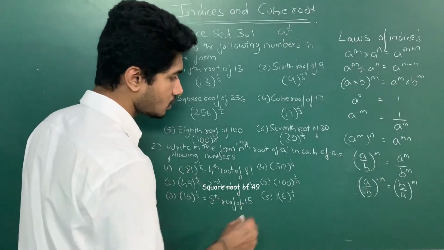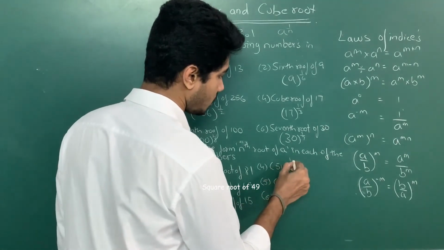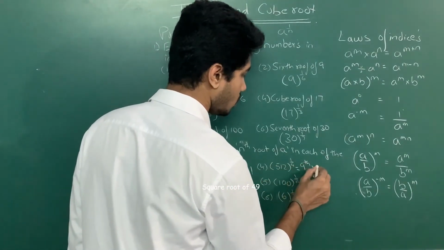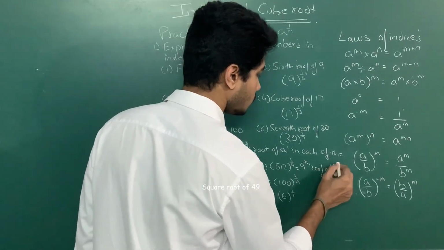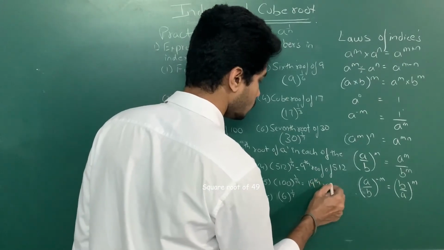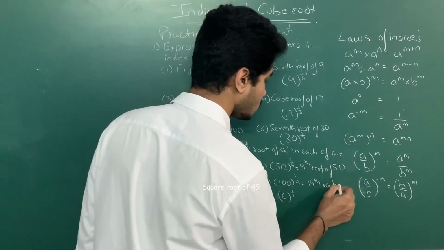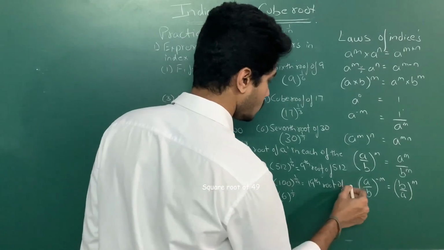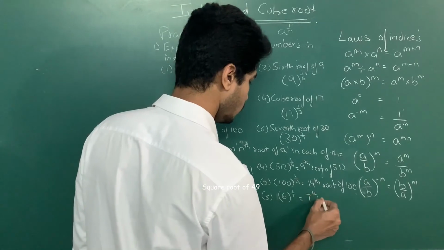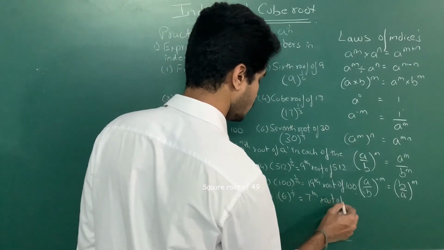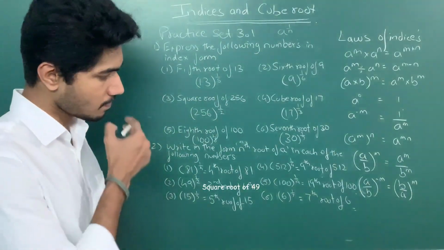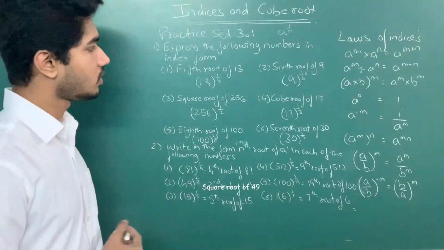50. Over here, it is 1 upon 9. So, it is the ninth root of 512. This is the 19th root of 100. And this is the 7th root of 6. बहुत ही simple exercise था. If you want to write, you can take a screenshot of it.